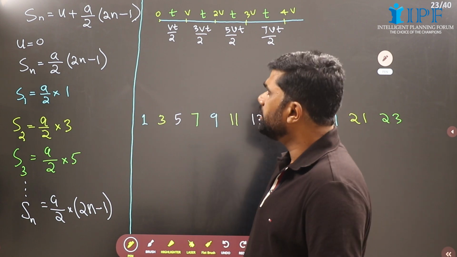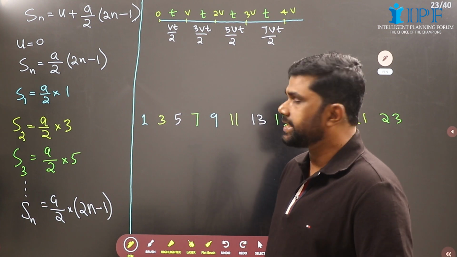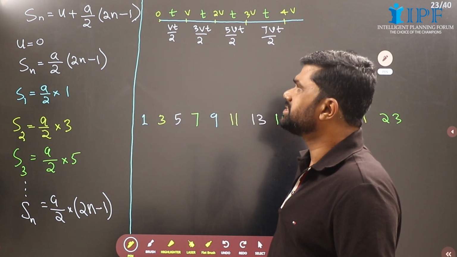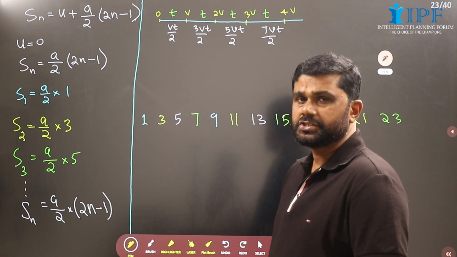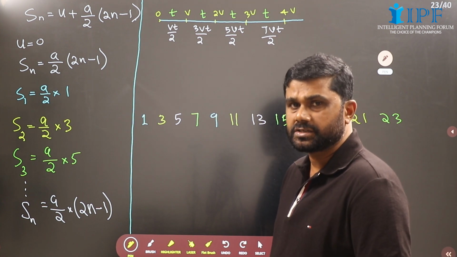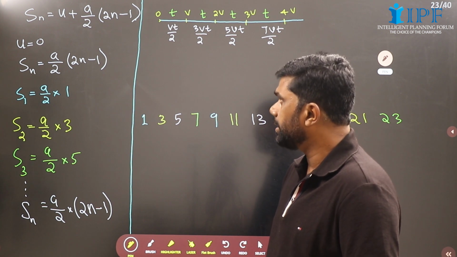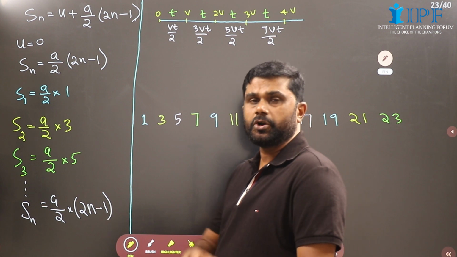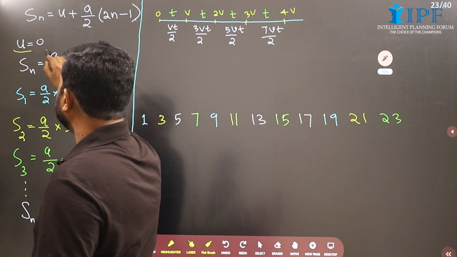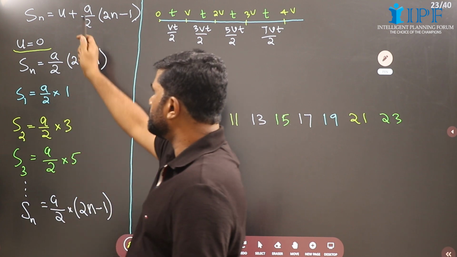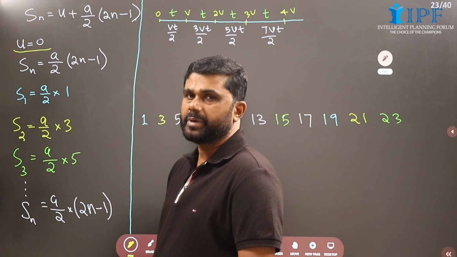Now we have got the equation for the displacement during the nth second: S_n equals u plus a by 2 into (2n minus 1), for a body that starts with an initial velocity u and moves with a constant acceleration a. Suppose the body starts from rest, which means u equals 0. Then the displacement during the nth second becomes a by 2 times (2n minus 1).